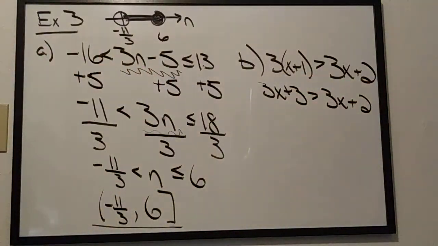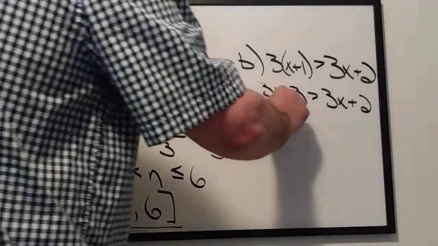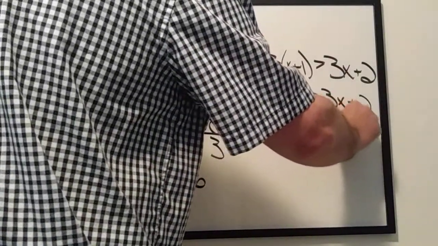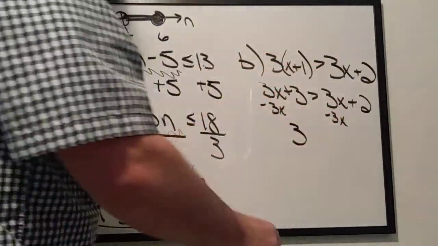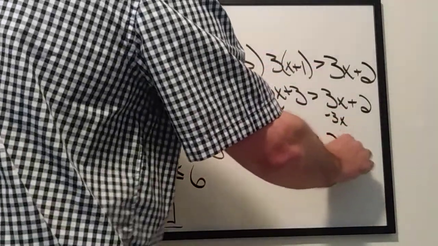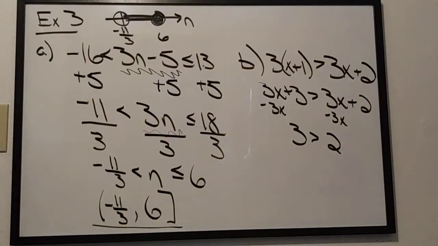I want to start by getting my x terms together on one side. That means I'm going to subtract 3x from both sides. Left-hand side, the x's cancel, leaving me with a 3. Right-hand side, the x's cancel, leaving me with a 2. Well, once again, be careful not to put pieces into this inequality that aren't there. This is not x is greater than 2. This is not x is less than 3. This is 3 is greater than 2.